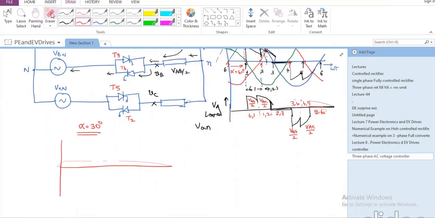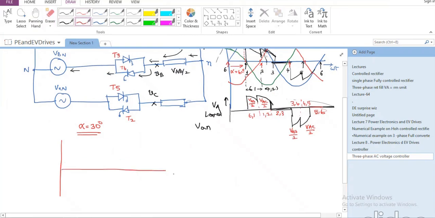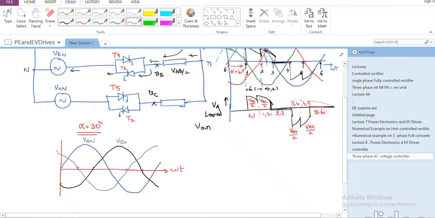I'm going to have this as omega t. And let's say I'm going to have the first phase somewhat like this. And I'm going to divide this into 60-degree intervals somewhat like this. And let's say I'm having the second phase going somewhat like this. And the third phase I'm drawing in gray color, which is also somewhat like this. So this is AN, this is BN, and this is going to be CN. Okay.